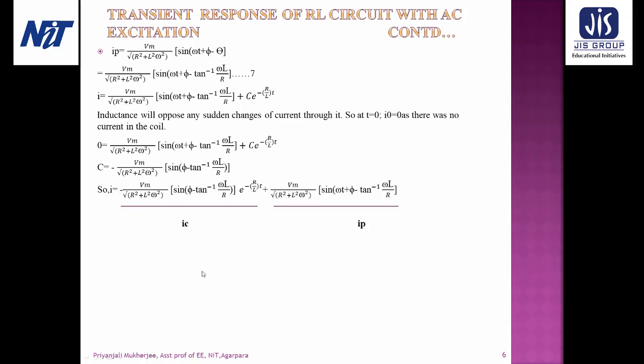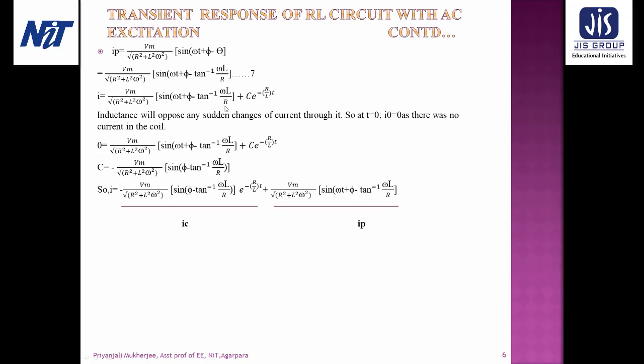So the IP becomes Vm by root over of r square plus omega square L square into, this becomes actually sine omega t plus phi into cos theta minus cos omega t plus phi into sine theta, which is actually sine into omega t plus phi minus theta. So I becomes Vm by root over of r square plus L square omega square into sine omega t plus phi minus theta. Theta is the tan inverse omega L divided by r.